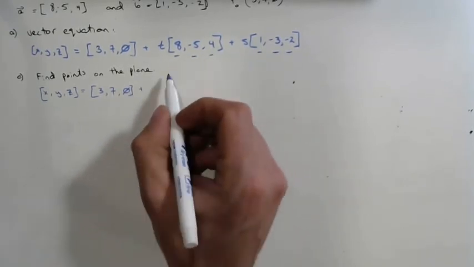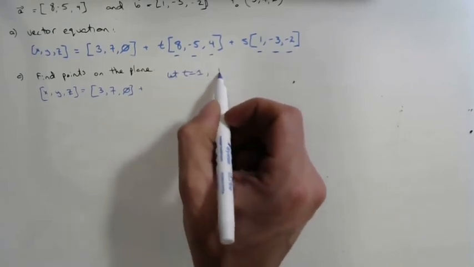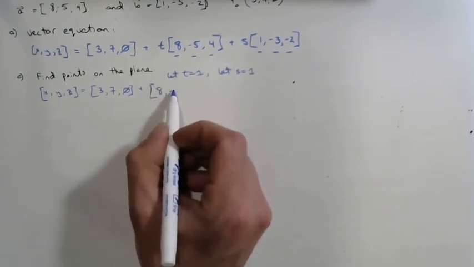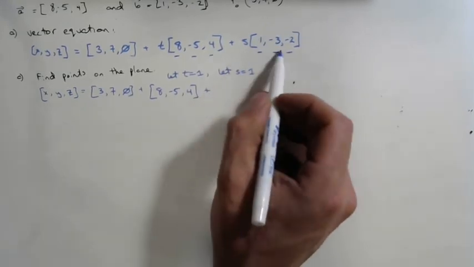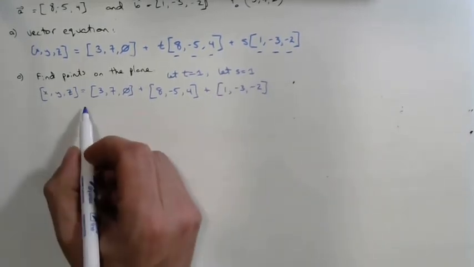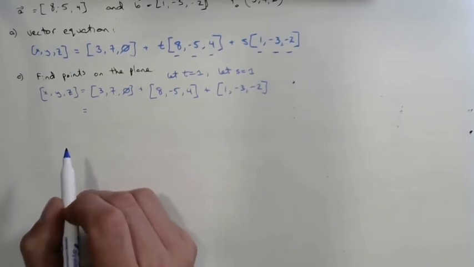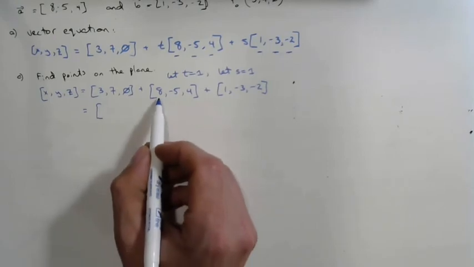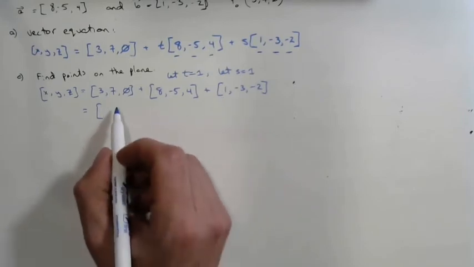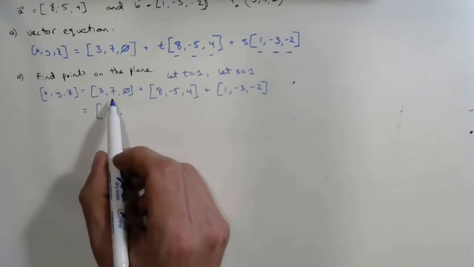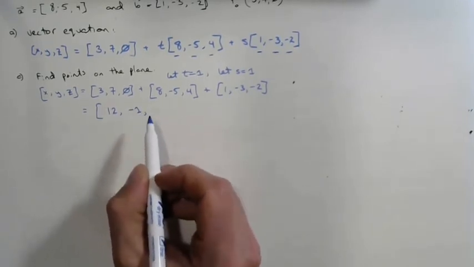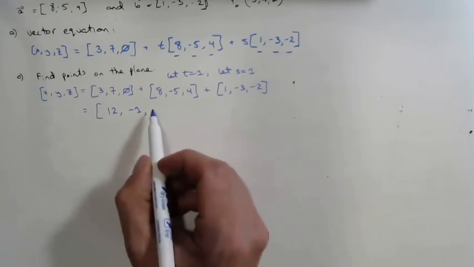So up here I could even say let t equal 1, let s equal 1. Now I've got 1 times this, which is just 8, negative 5, 4, plus 1 times our direction vector b, which is 1, negative 3, negative 2. And if I add up all of these components, my x component becomes 3 plus 8 is 11, plus 1 is 12. My y component becomes 7 plus negative 5, that's 2, plus negative 3, that's negative 1. And my z component is 0, plus 4, that's 4, minus 2 is 2.